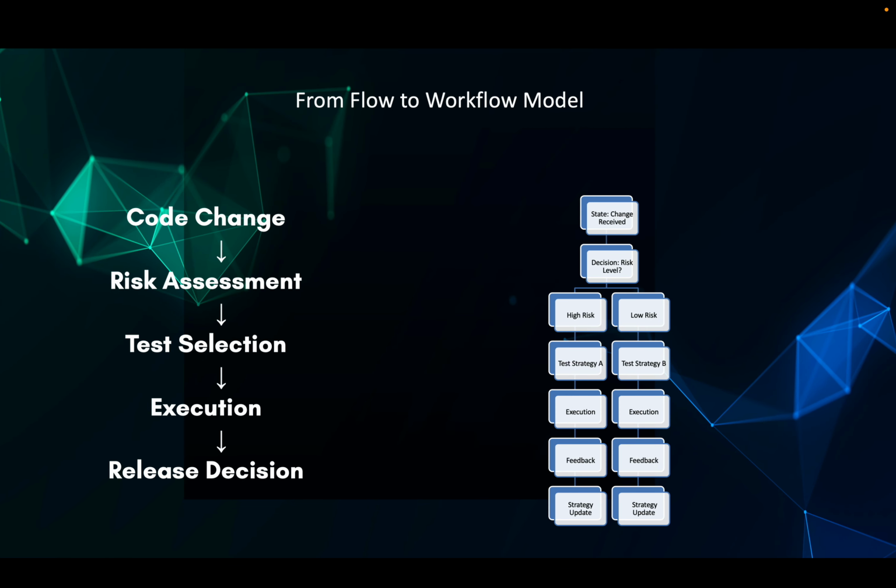Now look at what changes when we model the same flow. The steps are similar, but now decisions are explicit. We can see where choices are made, what paths are possible, and how different outcomes are handled. This is the key idea. Modeling doesn't add complexity, it makes complexity visible.